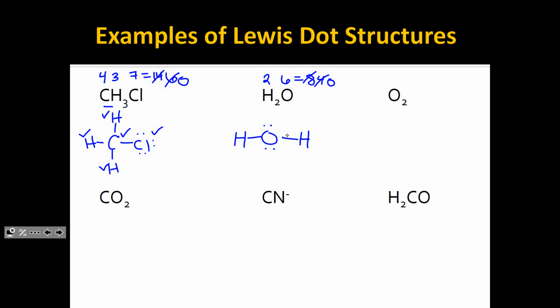Hydrogens are satisfied and oxygen satisfied. So that's how I know that I have a valid Lewis dot structure. All right, let's look at this third example, O2.